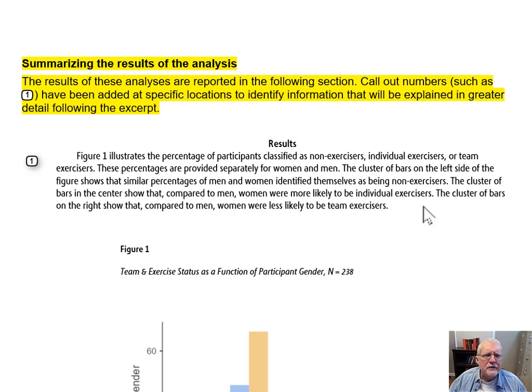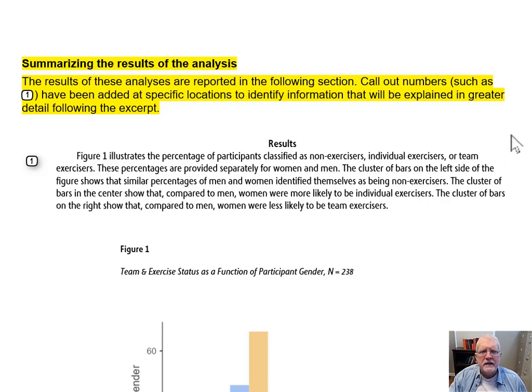I'm at the top of page 35. We've done the analysis. We have interpreted the analysis. The only thing that remains is writing up the analysis, summarizing the results of the analysis. The results of these analyses are reported in the following section. Call-out numbers such as 1 have been added to specific locations to identify information that will be explained in greater detail in the following excerpt.